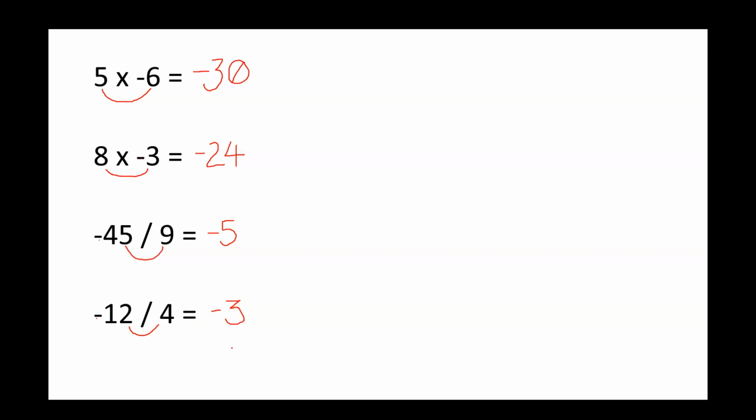Last thing to mention. Notice that every single one of these problems has 1 positive number and 1 negative number. +5, -6, +8, -3, +9, -45, +4, -12. There is a special rule if both of the numbers are negative, but we'll get to that next week.